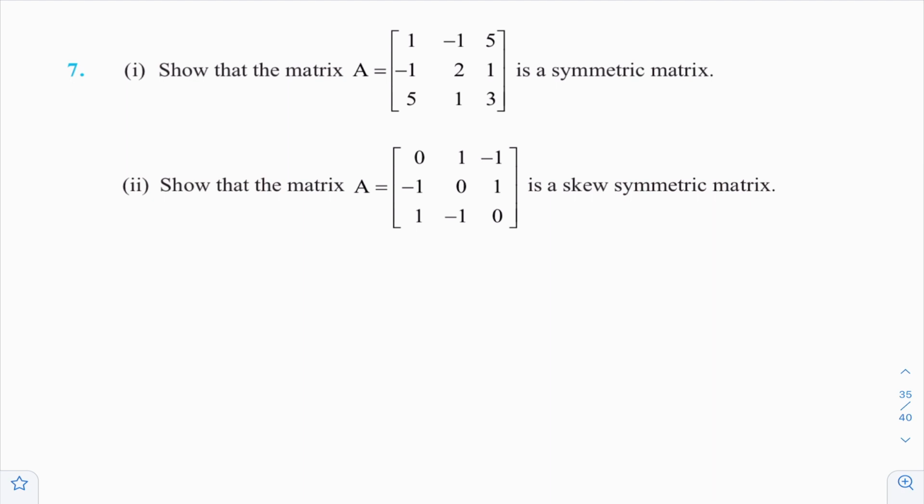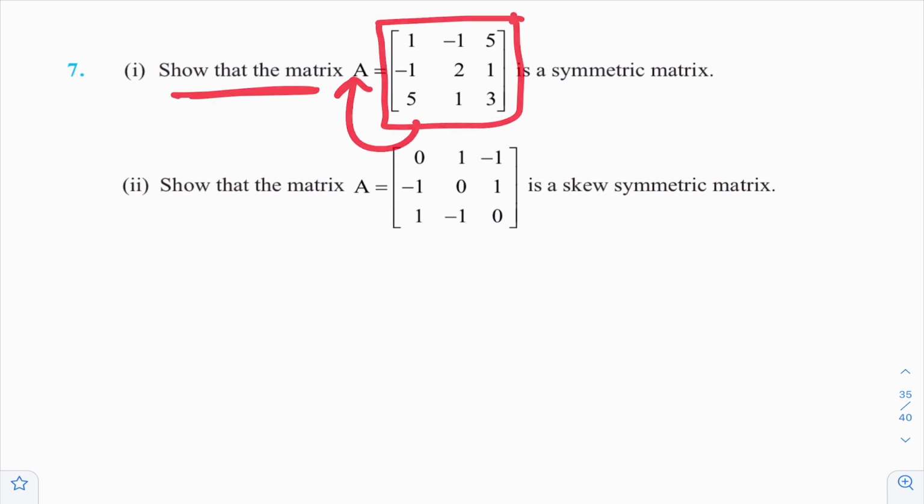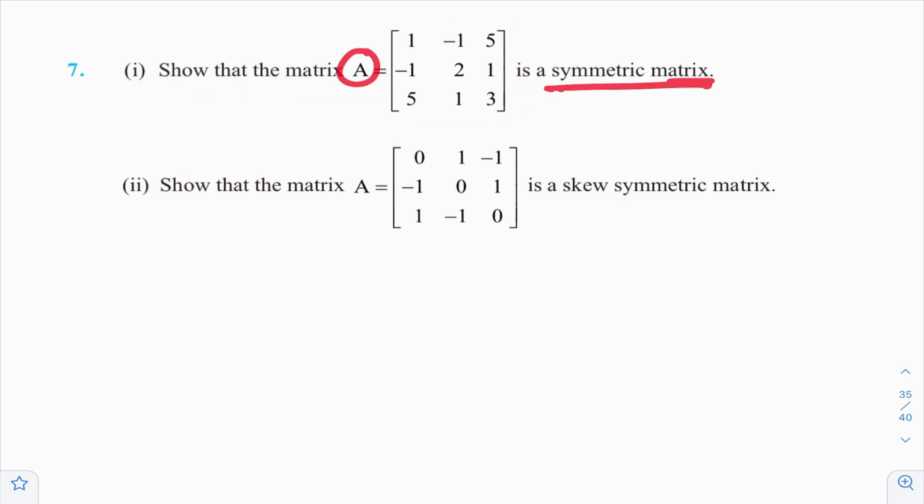What is this question? Show that the matrix A, this is the matrix A, is a symmetric matrix. We need to show that this matrix is a symmetric matrix. When A transpose equals A, then we say that A is symmetric. When B transpose equals B, then B is symmetric. When C transpose equals C, then C is symmetric. Here they are asking us to show this matrix, which they named matrix A, is symmetric.